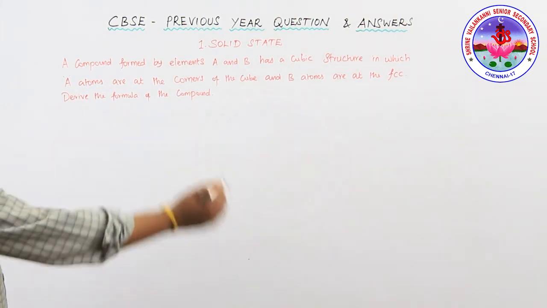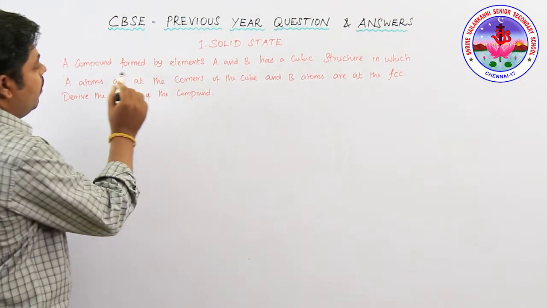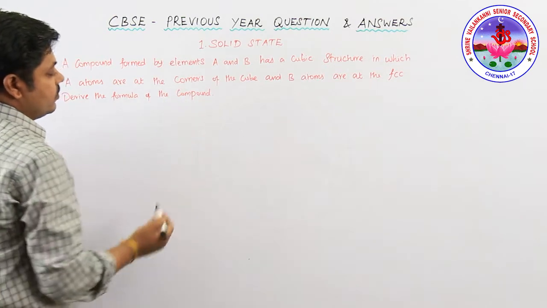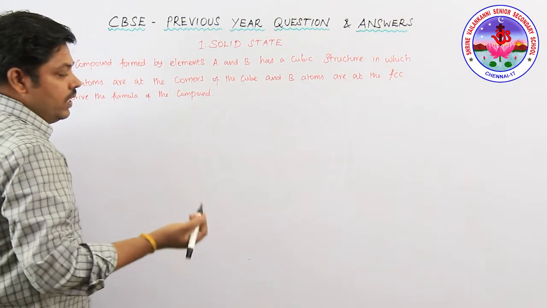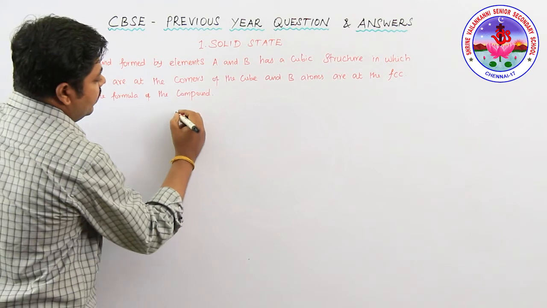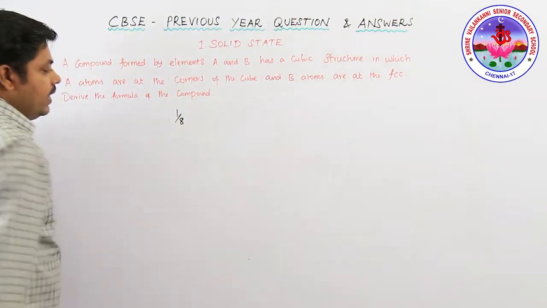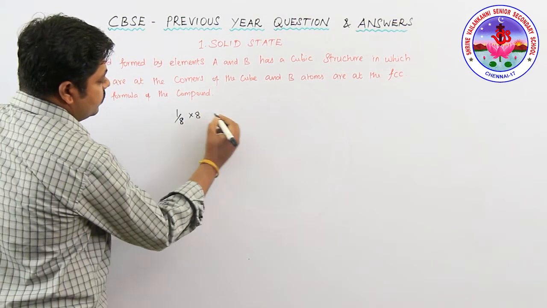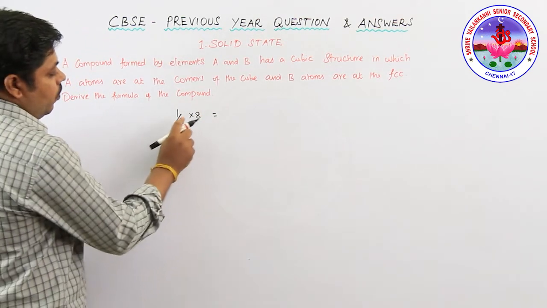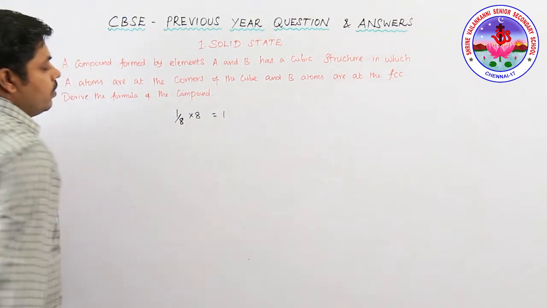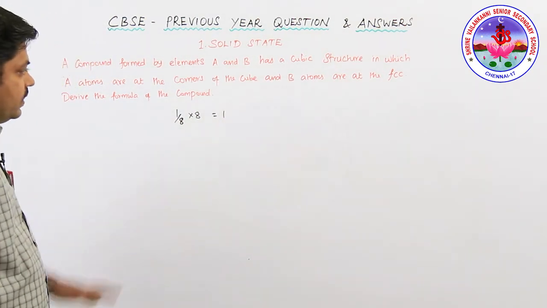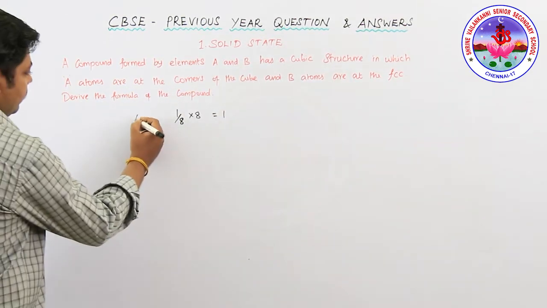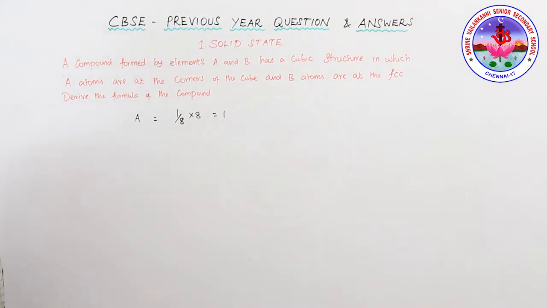First you must look at the atoms. The compound is formed by elements A and B with a cubic structure in which A atoms are at the corners. You know that the contribution of particles at a corner is usually 1/8. The number of corners in a cube is 8. So 1/8 into 8 becomes 1. That is the A atoms at the corners of the cube. So A is equal to 1.